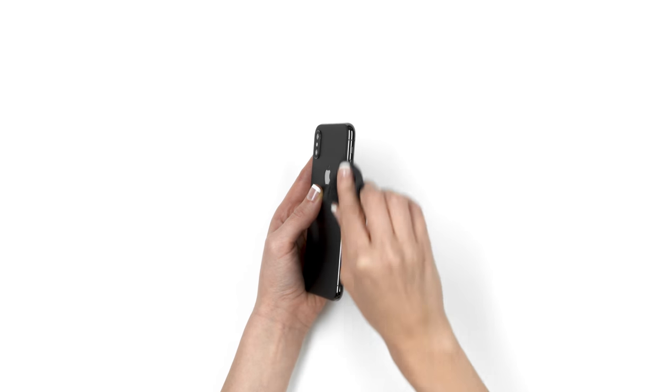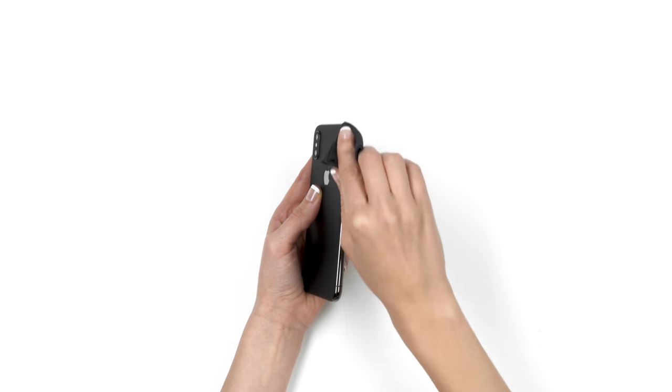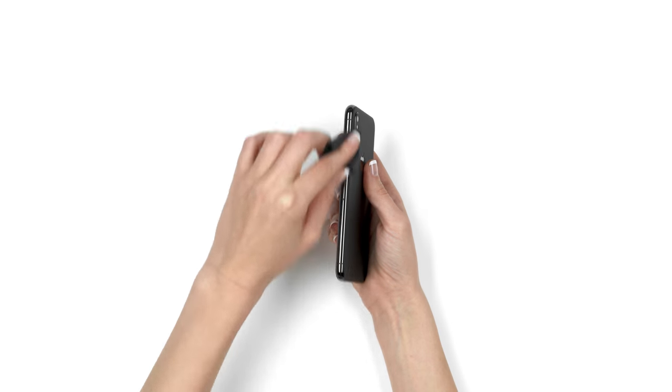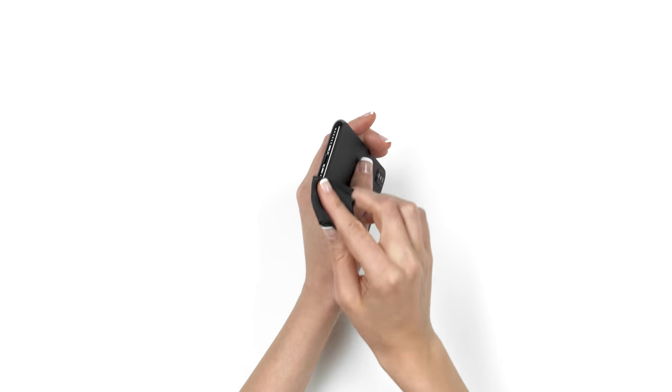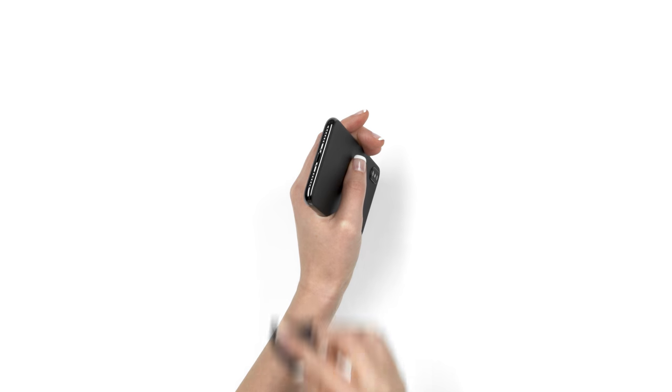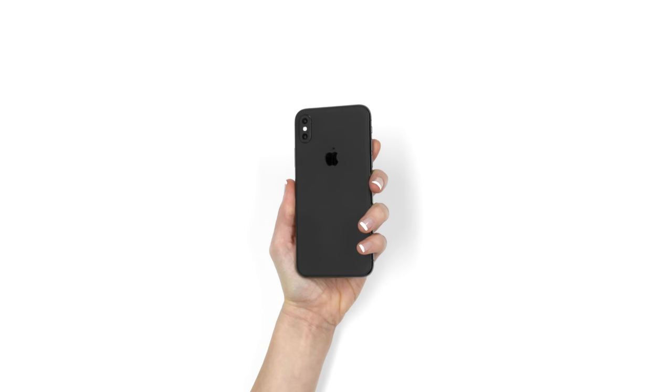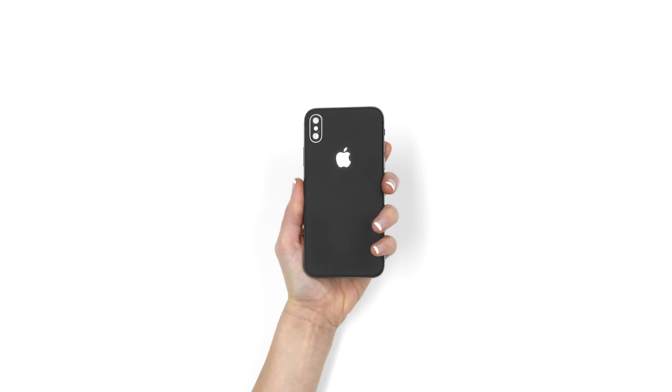Finally, we're going to smooth down the sharp edges. Grab your microfiber cloth and rub each edge 10 to 15 times. This process will smooth down any sharp edges and make the skin feel like it's melting into the phone. Done. If you have any questions, you know how to reach us.